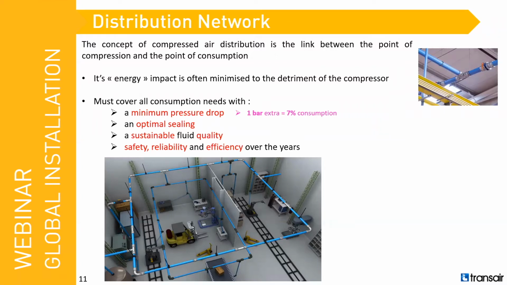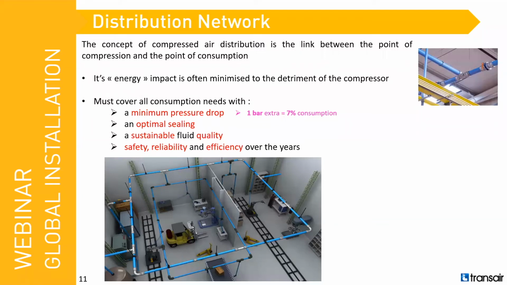The distribution network must cover all consumption needs with a minimum pressure drop, because if you have too much pressure drop inside your network, you're going to have to raise the output pressure of your compressor. And just a little number for you to know, if you increase the pressure of your compressor by 1 bar, it results in 7% more consumption of electricity. So it can add up really quickly.